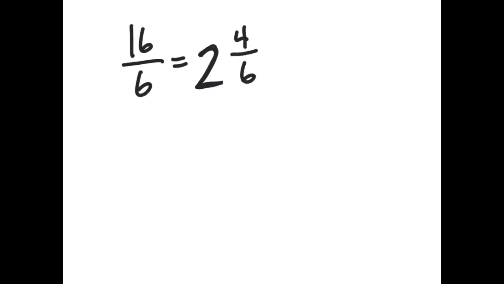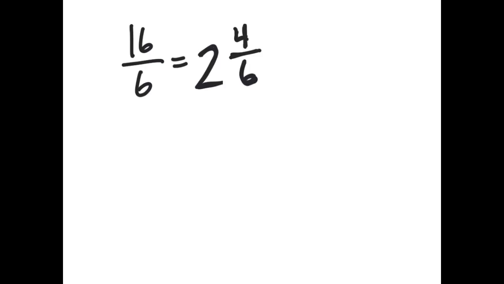Let's do another example. I have 16/6, and I want to convert that to a mixed number. So all I do, 6 times 2 is 12, 6 times 3 is 18, so I know that I can pull 2 6s out of 16 with 4 out of the 6 left over. 2 times 6 is 12, and 16 minus 12 gives me 4 out of the 6. I just put that over the denominator left over.